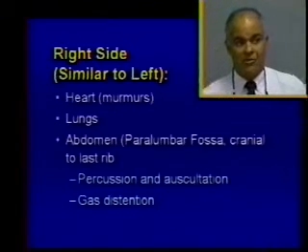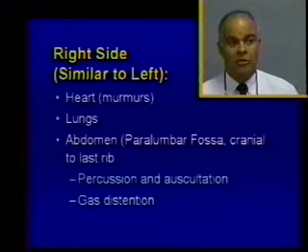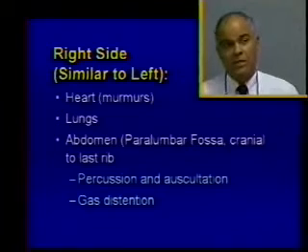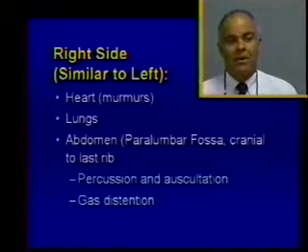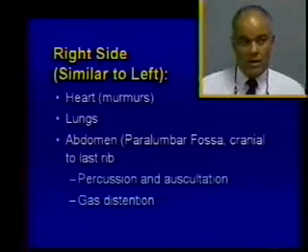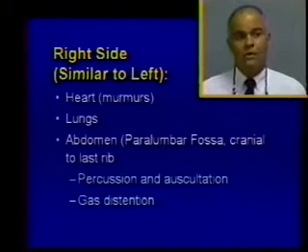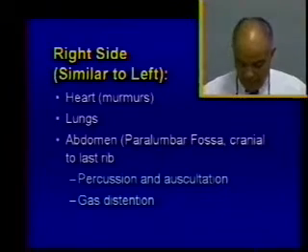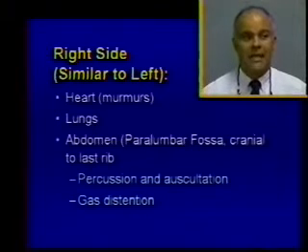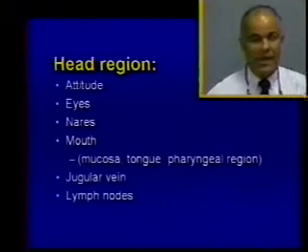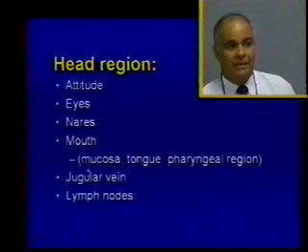From the right side is similar to the left. I just want to remind you the most common murmur occurs on the right side of the heart in the tricuspid valve. We also want to examine the lungs, of course, the abdomen, again, the paralumbar fossa, and cranial to the last rib. We still want to do simultaneous percussion and auscultation and determine whether or not there is gas distension. In the head region, we want to examine the attitude of the animal.